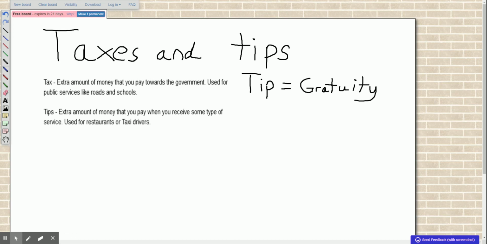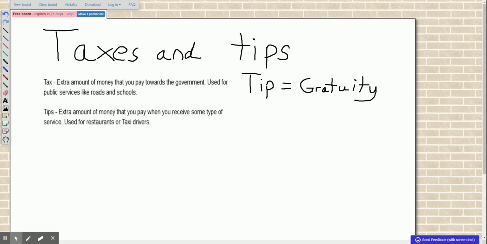We're starting off with tax, which is something that everybody hates paying, but are a necessity. And the tax is just like extra money that you have to pay towards the government. And that money is used for any type of public service like roads, schools, or anything else that the government does for us. So basically, for us to have any type of society, we need some amount of taxes to pay for things. And so whenever you buy something, you get charged a tax on that, which is just extra money on top of whatever you're paying that goes towards the government.